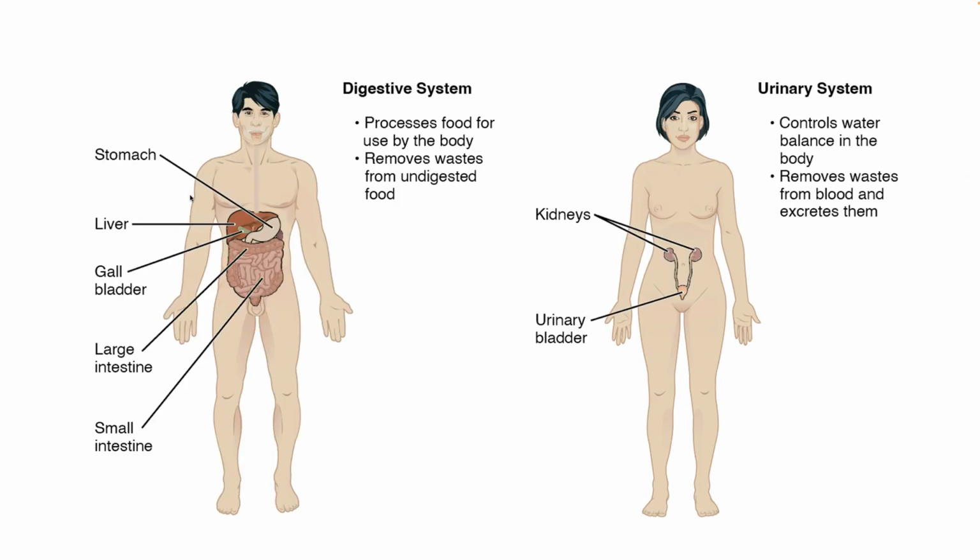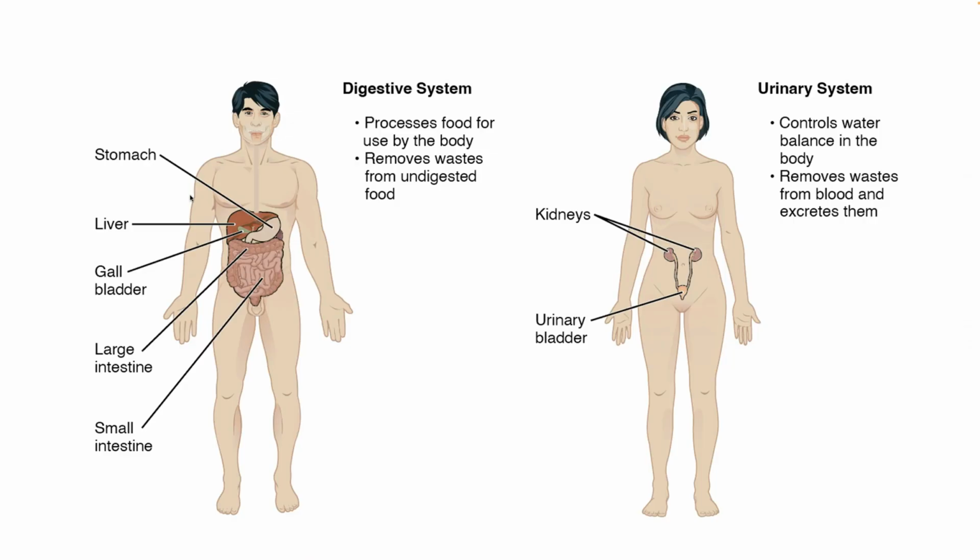The digestive system, this one we're probably much more familiar with. This is what we use to process the food we eat, so we can make use of the nutrients in the food. So we break down the food particles into smaller nutrients that can be absorbed. We also have waste that has to be eliminated by our digestive system from undigested food. Now, the organs of the digestive system.